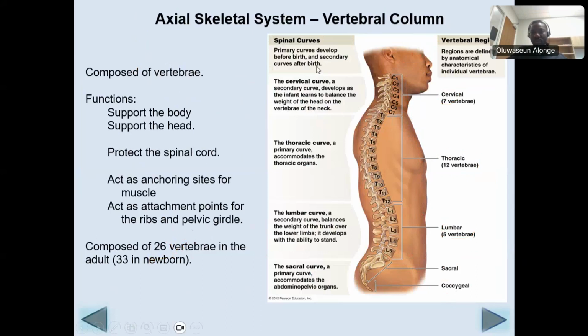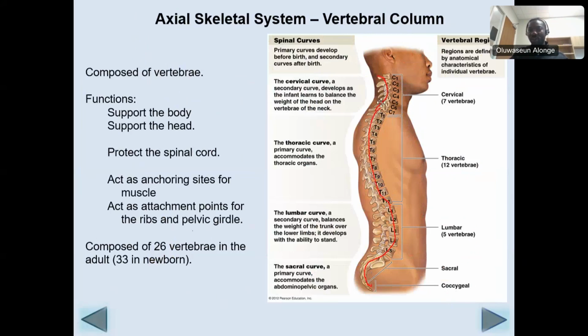Now, look at this. You will notice that there are different curves on the vertebral bones. This is a convex curve on the cervical. This is a concave curve on the thoracic. And here is a convex curve again on the lumbar and a concave curve on the sacral.